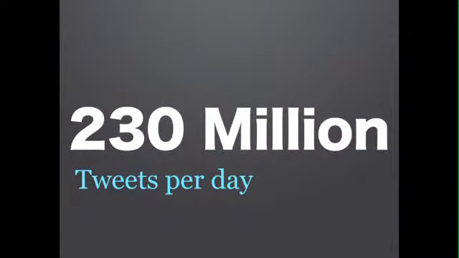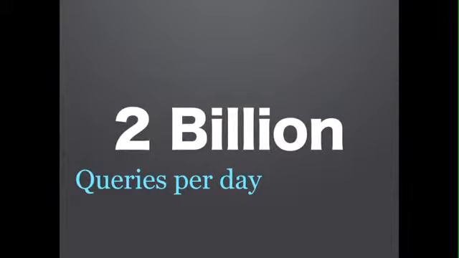To start off, I want to show you some numbers. We currently index 230 million tweets per day. I think it's actually 250 million already, but it's growing really fast. We have about 2 billion queries per day, which is roughly 23,000 QPS, queries per second, on average. Those are not all user-entered queries. Those are also queries that come from third-party apps or iPhone clients, so API traffic.